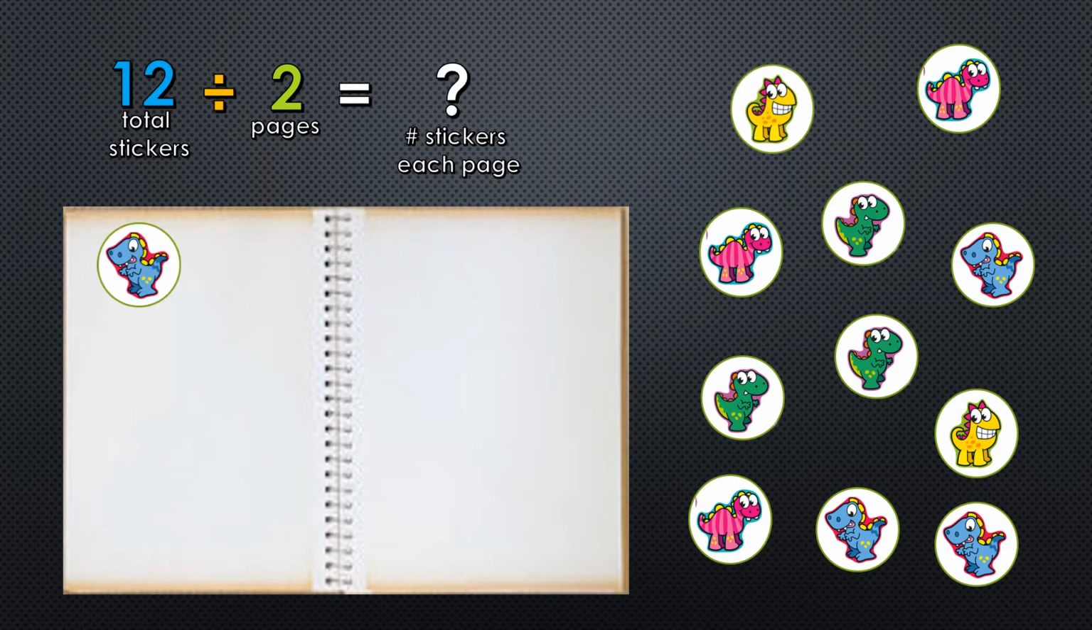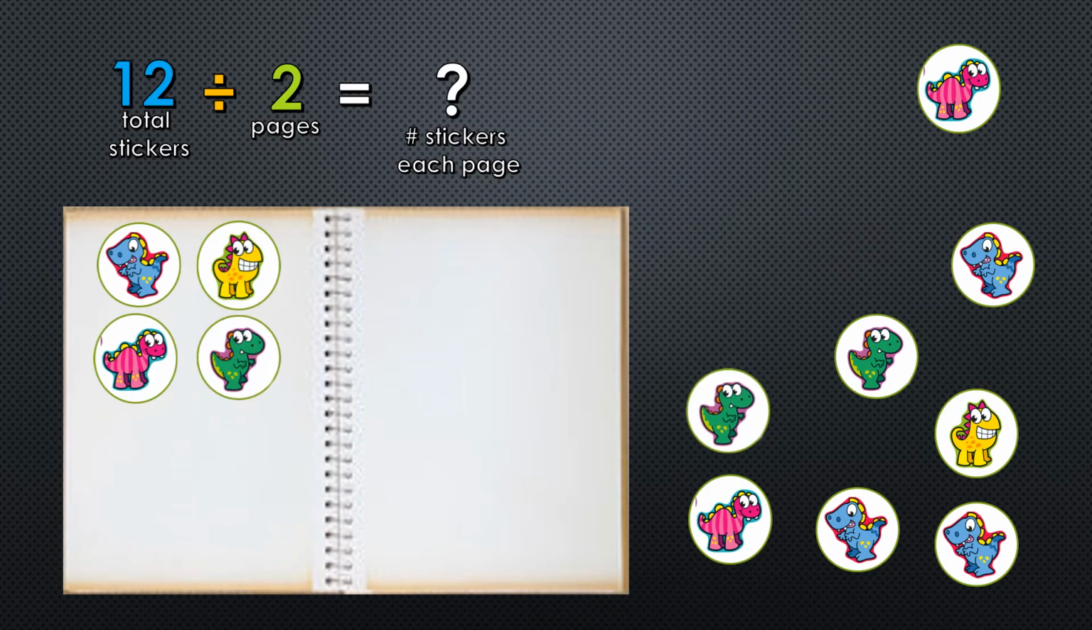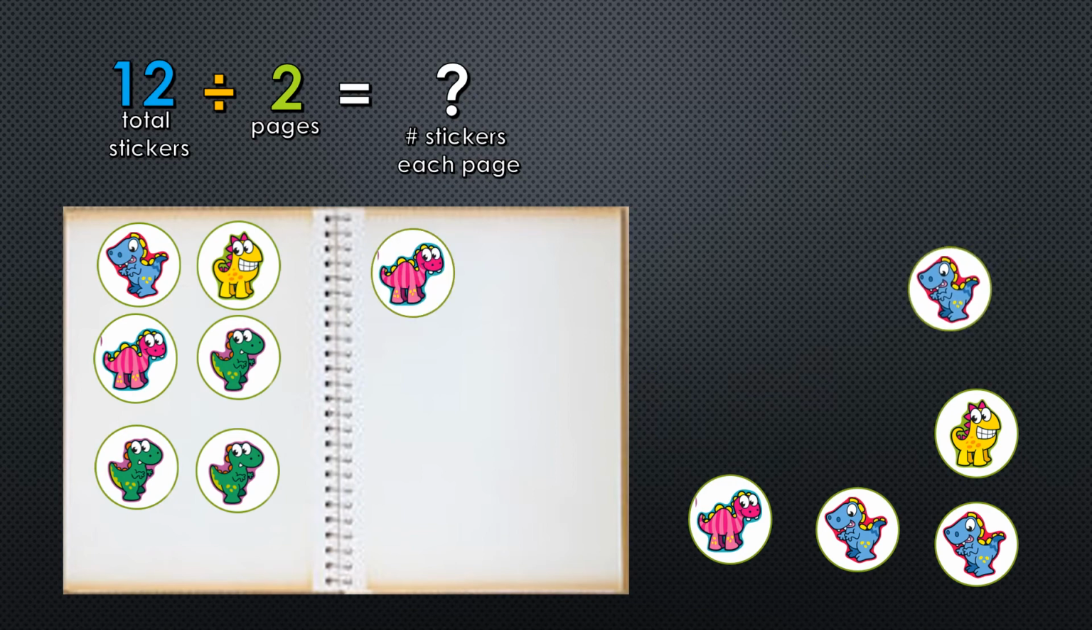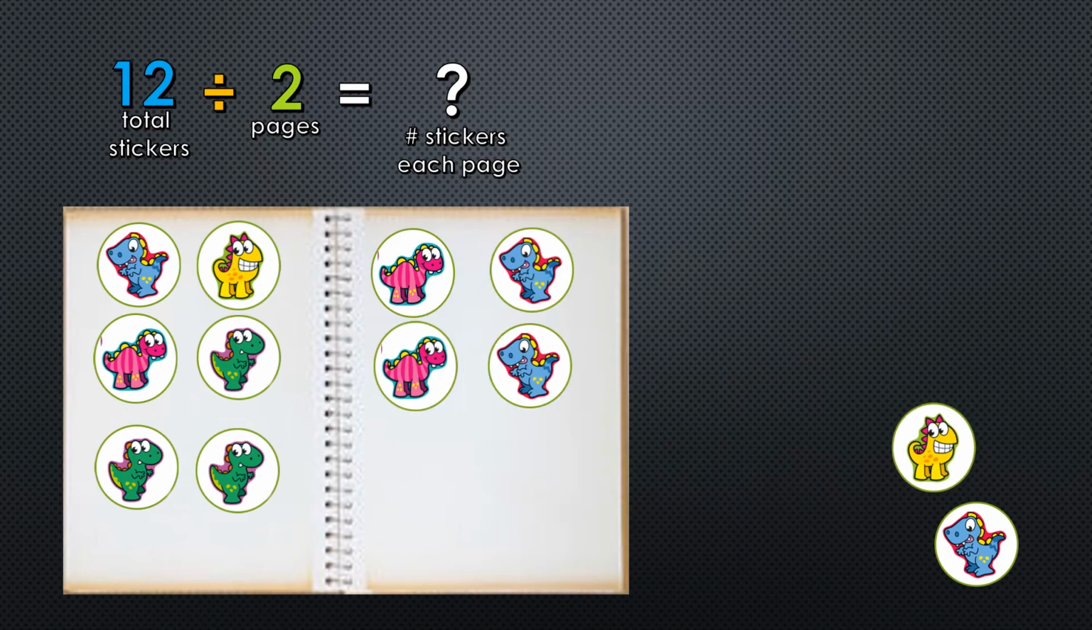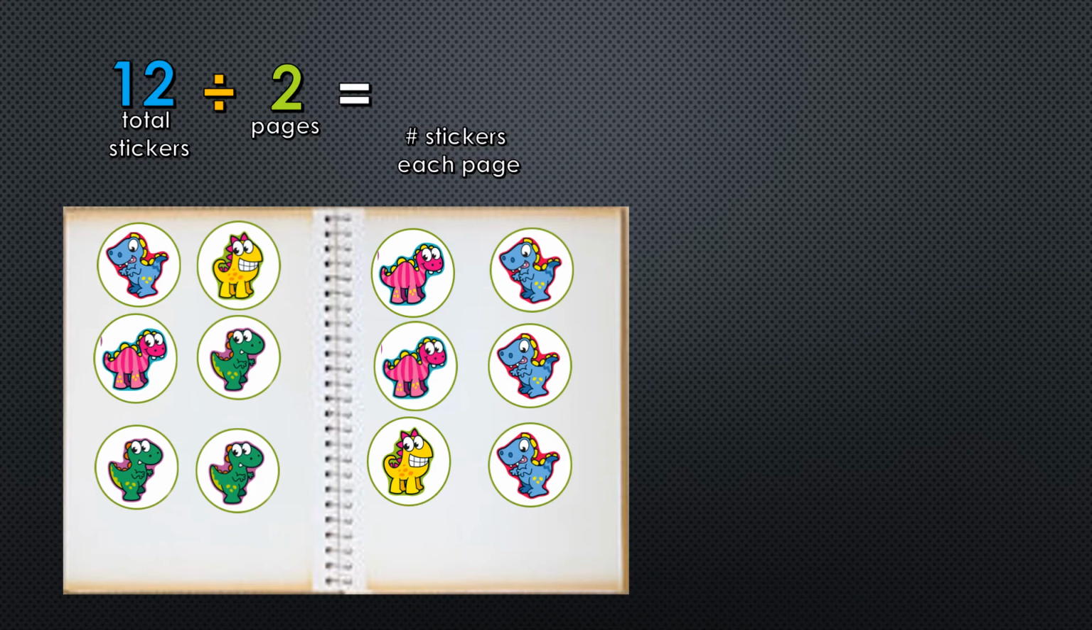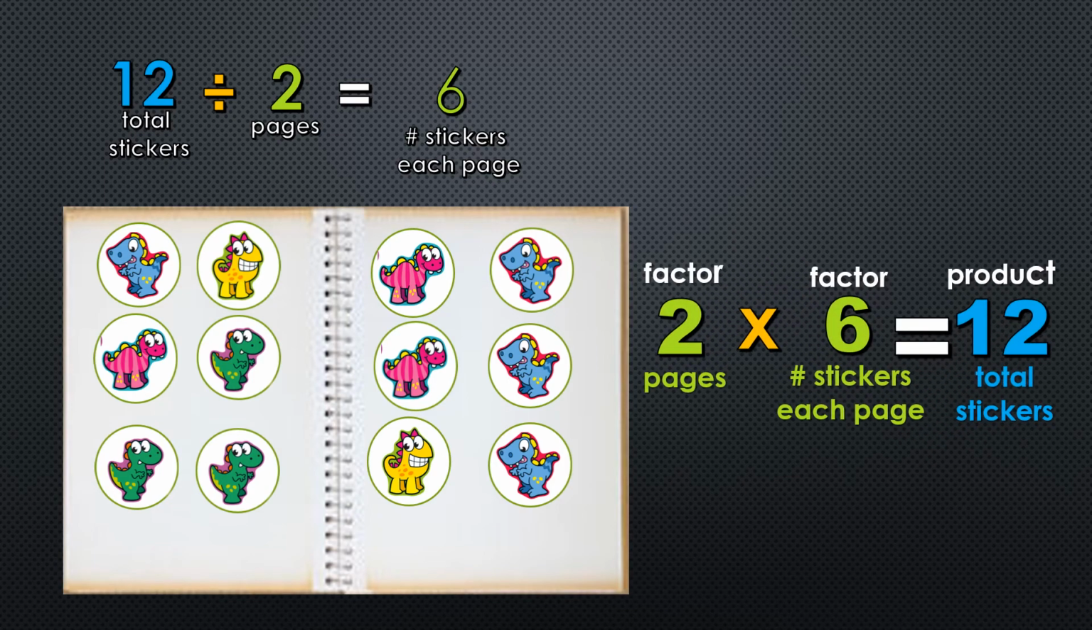So if we start placing our stickers one by one onto our pages, we will see that by the time we put them on equally, we have 6 stickers on each page. And again, remember, we can use our understanding of multiplication to check our division. So again, we have 2 pages, that's our groups. We have 6 stickers on each page, and if we add 6 and 6, we get our 12 total stickers.